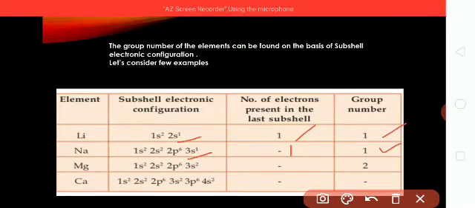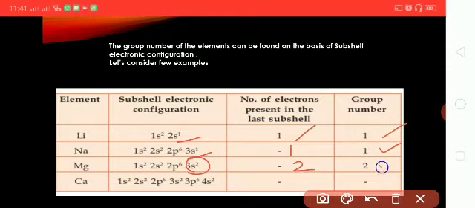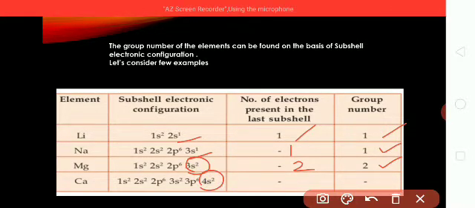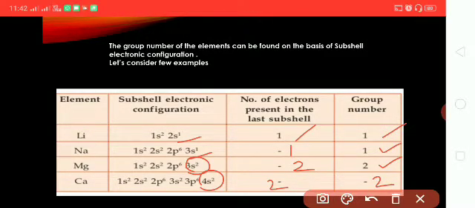For magnesium, the electronic configuration is 1s2, 2s2, 2p6, 3s2. That is, 2 electrons are present in the last subshell. So, this element will be placed in the second group of the periodic table. For calcium, the electronic configuration is 1s2, 2s2, 2p6, 3s2, 3p6, 4s2. So, here 2 electrons are present in the last subshell and this element will be present in the second group of the modern periodic table.